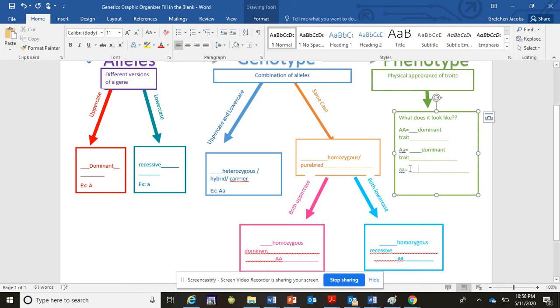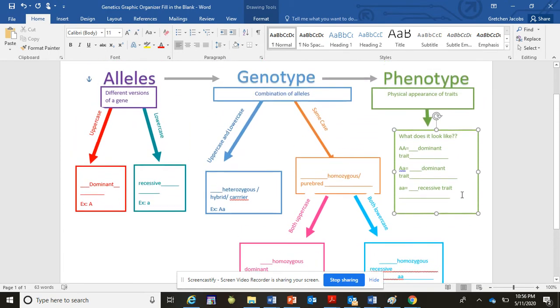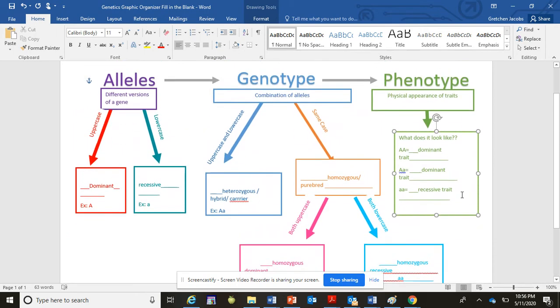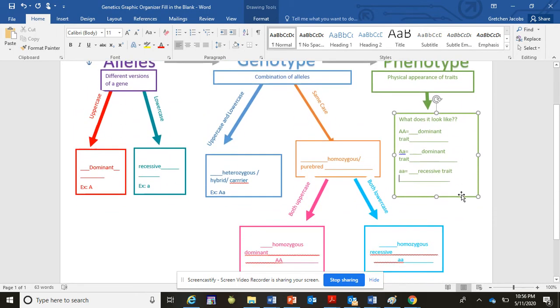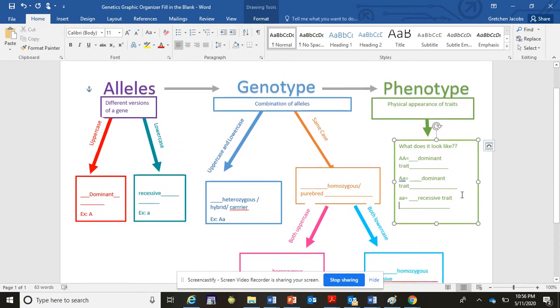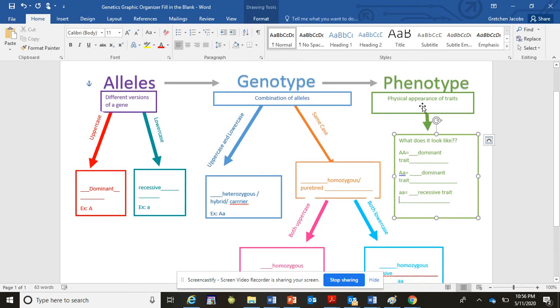And then here we have two lowercase letters. We're finally going to be able to see the recessive trait because the dominant trait is not there to overshadow the recessive trait. So this is just a helpful little graphic organizer to know kind of what's going on. So if they reference a problem talking about heterozygous genotype, then you know this is the combination you have. If it is talking about a phenotype, you're looking for a physical appearance. So right here, the phenotype should be an actual word. So here, this should be a letter combination.